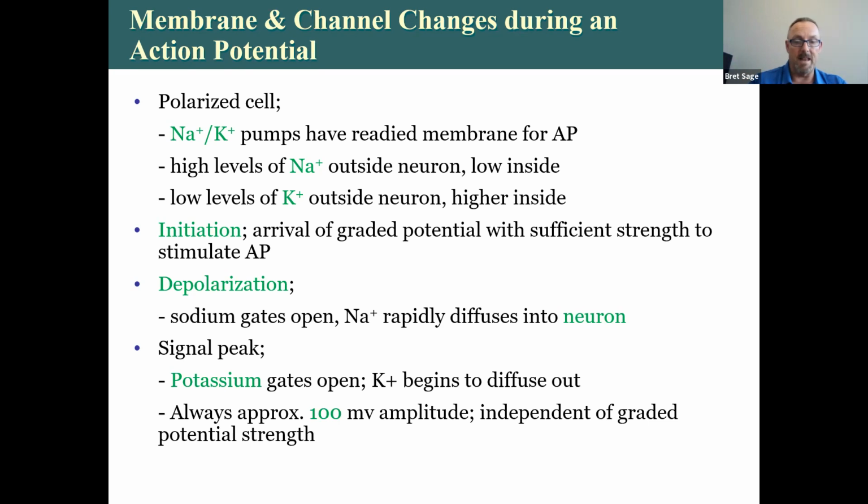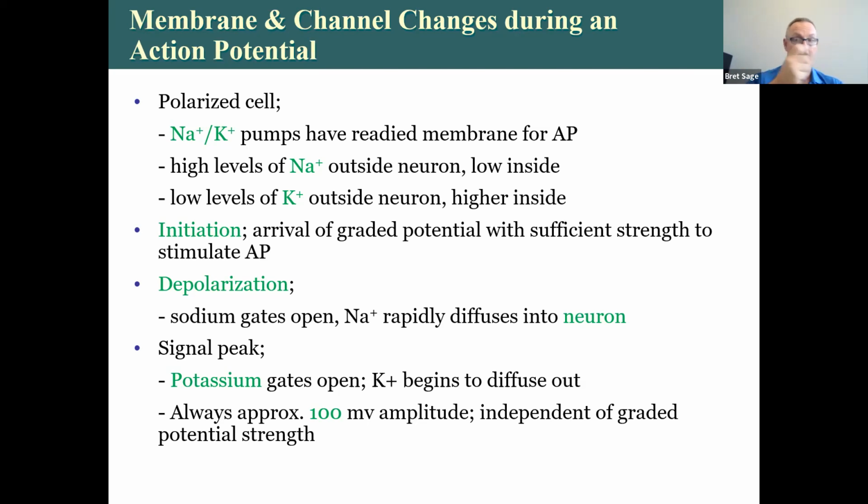It's always 100 millivolts in amplitude. And this is independent of the graded potential strength. Now, this is another review question. So the question I have for you, just using common sense: if I press a toilet handle just barely enough to make it flush, with just enough force to make it flush, is that going to flush any better or worse than if I hit the toilet handle really hard? Will that make a better flush? Answer is no. As long as it's enough to lift the flapper, it doesn't matter how hard you hit it, whether just barely enough or really hard. You still get the same flush.